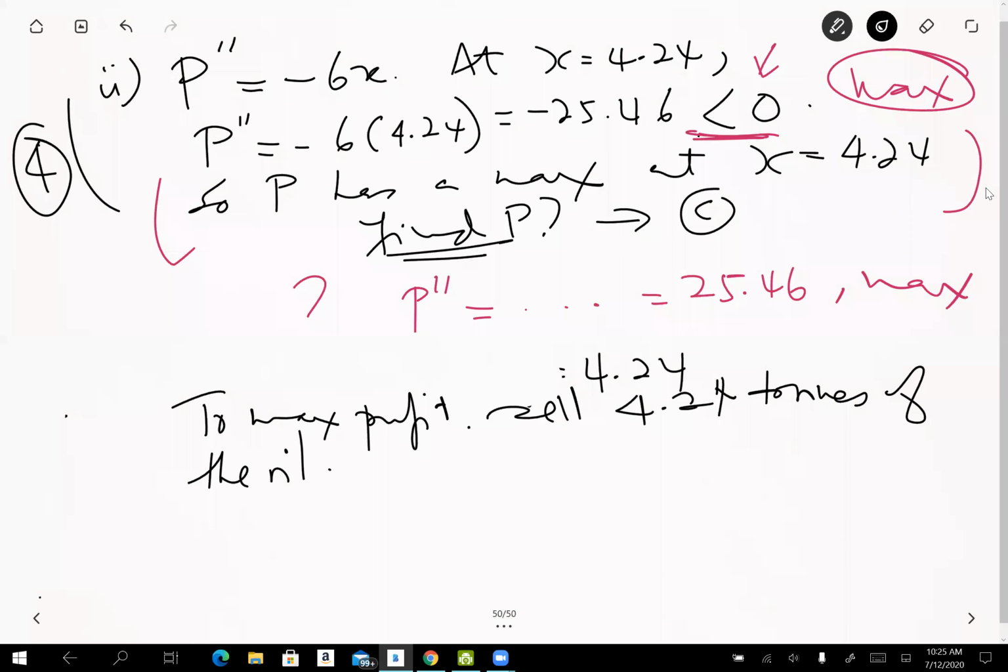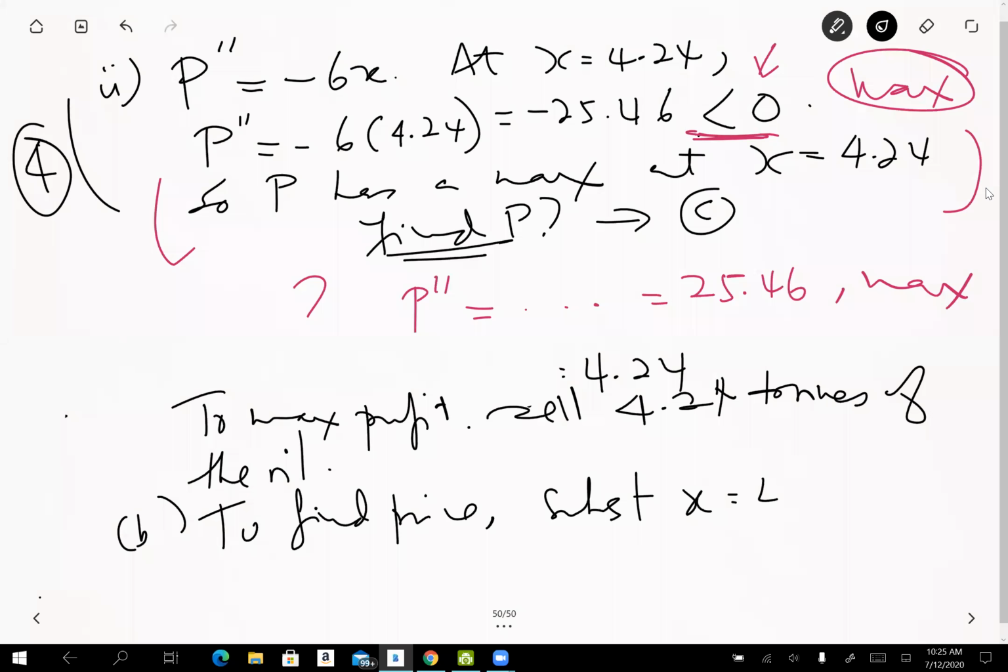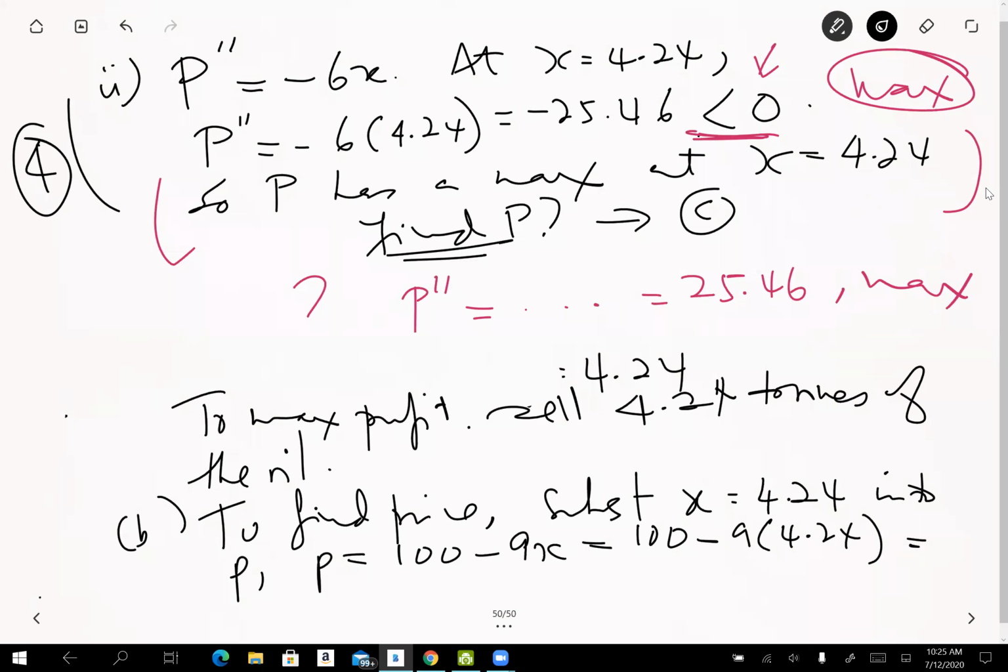Okay, so that is part A. Now for part B, you want to find the price. So to find the price, we substitute x equal to 4.24 into the price function, into P, where that price function is equal to 100 minus 9x. That will be equal to 100 minus 9 multiplied by 4.24. If you do the computation, then you will get 61.84.